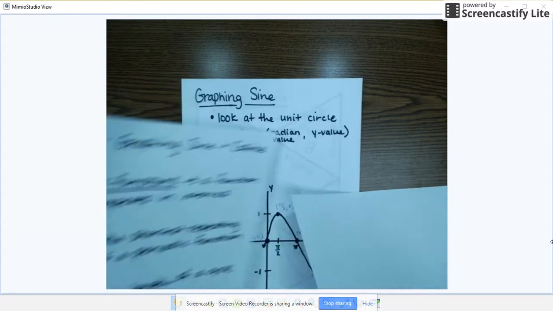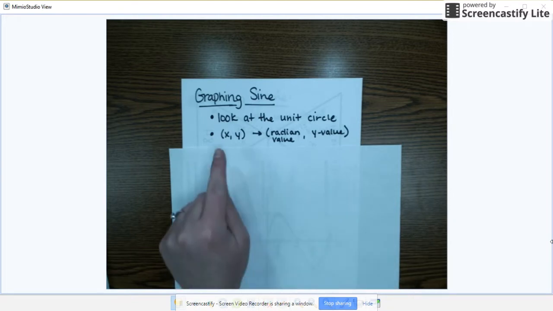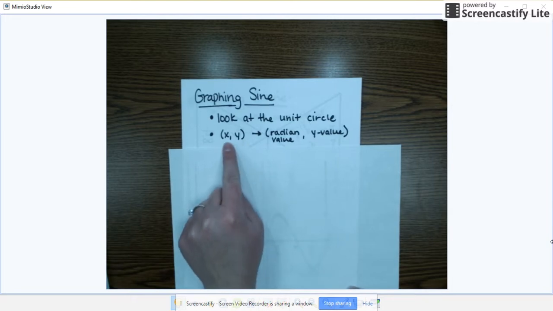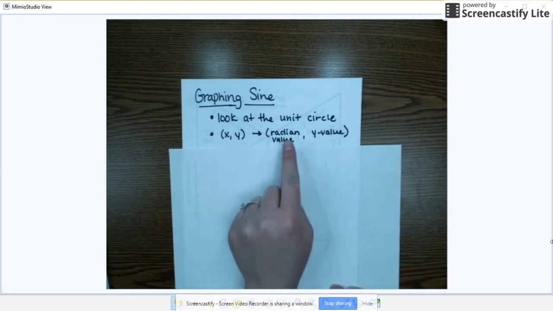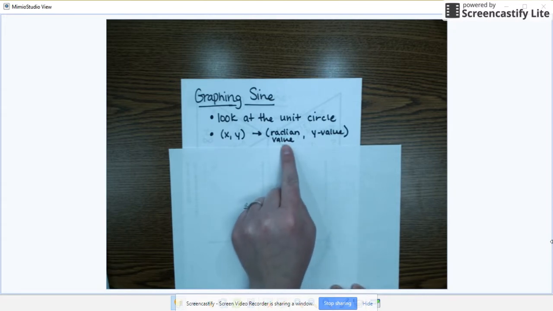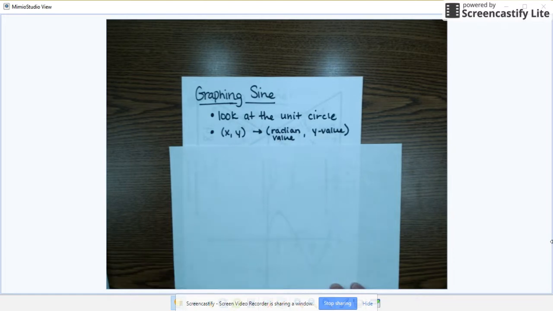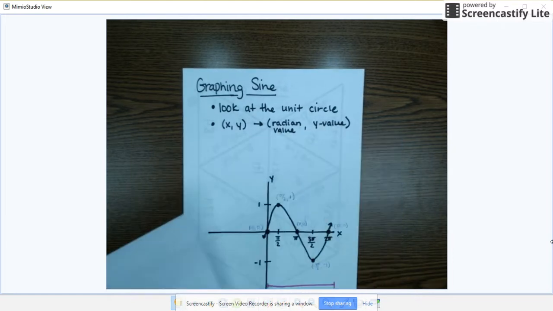So we're going to look at graphing sine. In order to graph sine, we're going to look at our unit circle. So when we go to graph, our xy point on our coordinate plane will come from the radian value, comma, the y value. So our x value will be the radian value, y value will be the actual y value on our unit circle. So let's take a look.